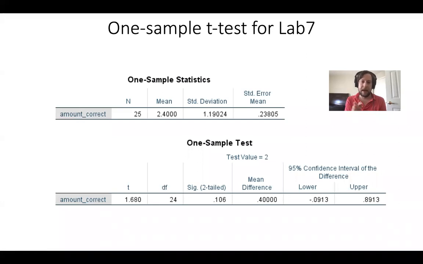So this is the output. Here's the t-values, degrees of freedom. The p-value is right here. There's that sample mean, 2.4. There's the sample size. This number right here, the mean difference, is taking 2.4 minus chance performance of 2. 2.4 minus 2 equals 0.4.